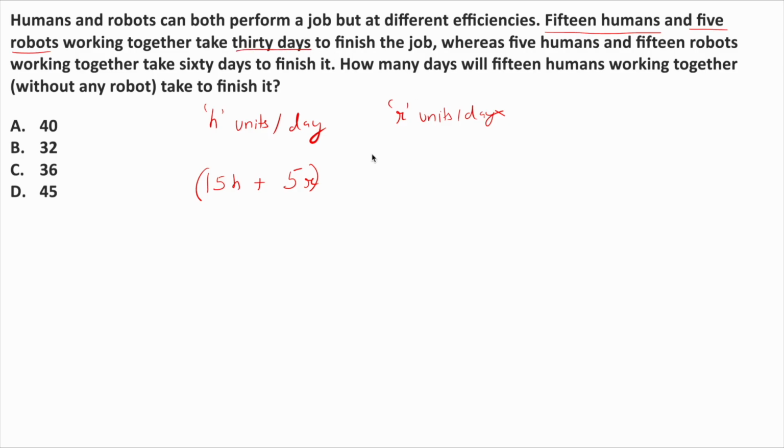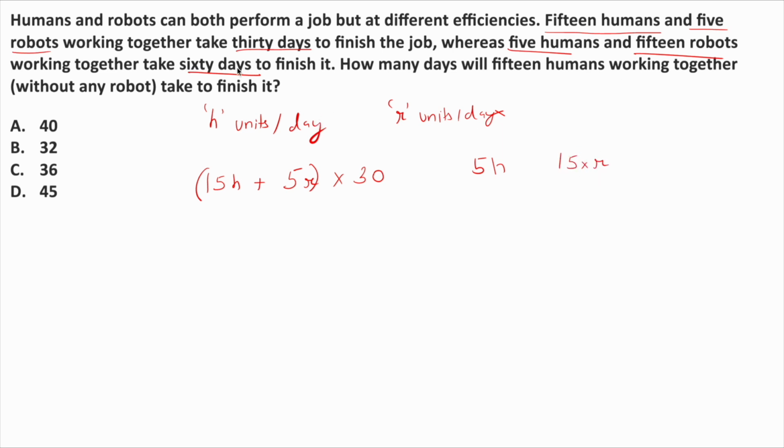So total work done by 15 humans and 5 robots in 30 days is 15 into h plus 5 into r, multiplied by 30. Similarly, in the next case, 5 humans and 15 robots work for 60 days. Every human does h units per day. So 5 humans will do 5 into h per day. And every robot does r units of work every day. So like that, 15 robots will do 15 into r units per day.